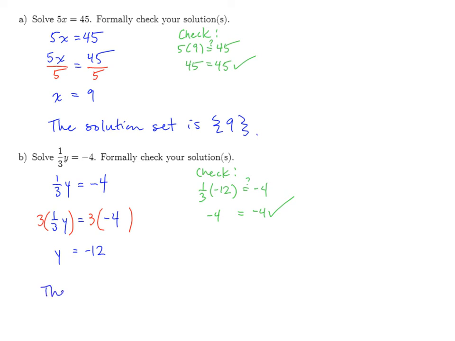Again, as a last step, we always state our solution set. So the solution set here is the set containing the number -12, and we write that by putting -12 between two curly brackets.